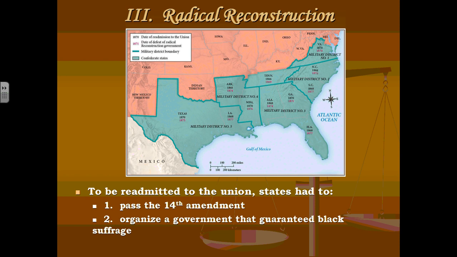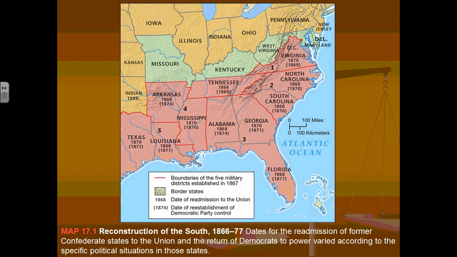If you look at this map, and actually we'll look at the map on the next page, it's a little bigger. It's the same map. It has the same information on it. There are 2 dates on the Southern states. The top date is the date when the state ratified the 14th Amendment, and the bottom date in parentheses is the date that the Democrats regained control of the state.